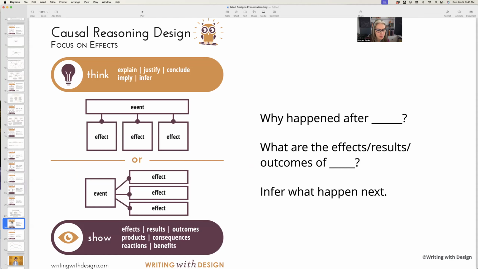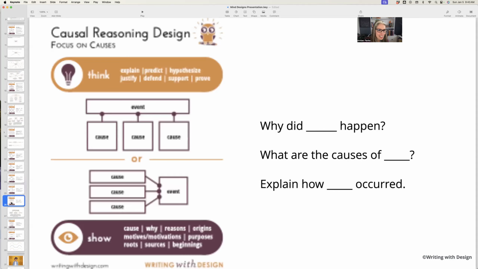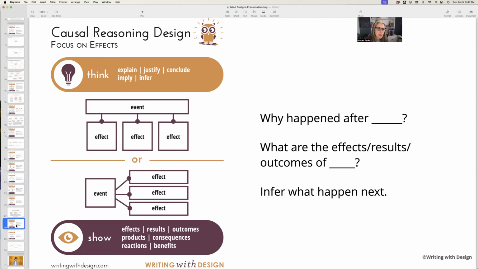And sometimes causes feel like effects and effects feel like causes, but this is just a way for you to kind of isolate if you're wanting to think about the effects, the results, the consequences. Sometimes though, those are somehow tied to the why as well. So these designs are related, but we do like to separate them out to really have that causal reasoning side, whether we're looking at the causes or the effects of it.